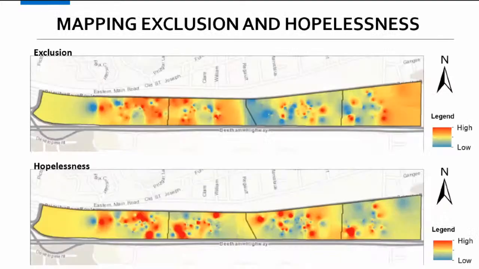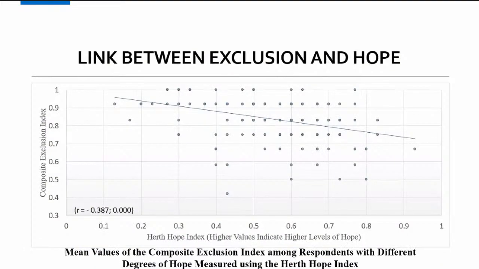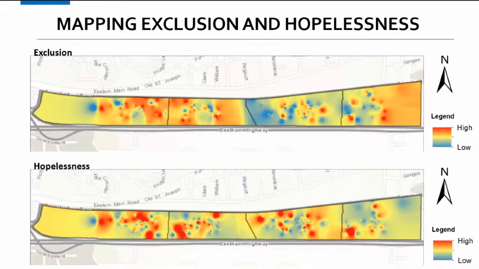So these are some of the maps I produced. We previously saw the statistical link, so I'm trying to find now a spatial association between the two variables. And generally, we see when mapping areas of high exclusion, typically there are low levels of hope as well. Areas in red at the top would be high levels of exclusion. Areas in red at the bottom map would be low levels of hope. Generally, where you have high levels of exclusion, you do have low levels of hope.